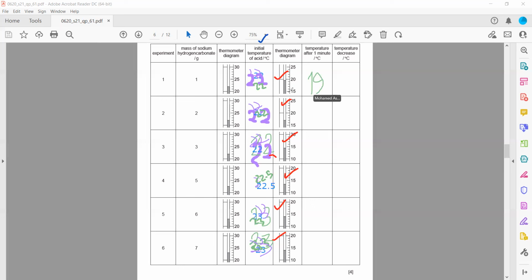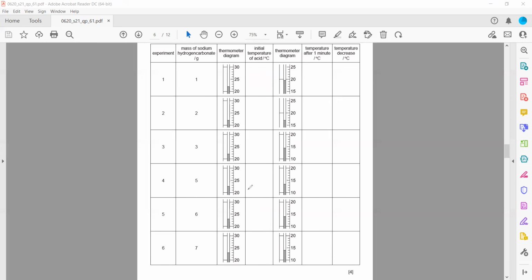But there is one more point I want to mention. Look, here one of the values, as you mentioned, was 22.5, and the rest we were writing as 22. So whenever we complete a column, we should always use the same number of significant figures. So if I'm using 3 significant figures or 1 decimal place, I should use the same number for all. So I should write 22.0.